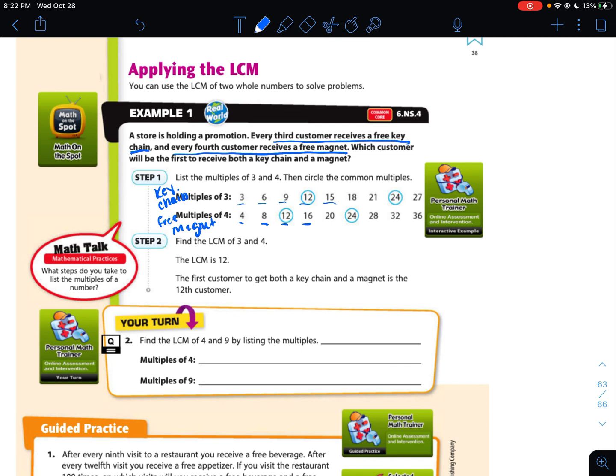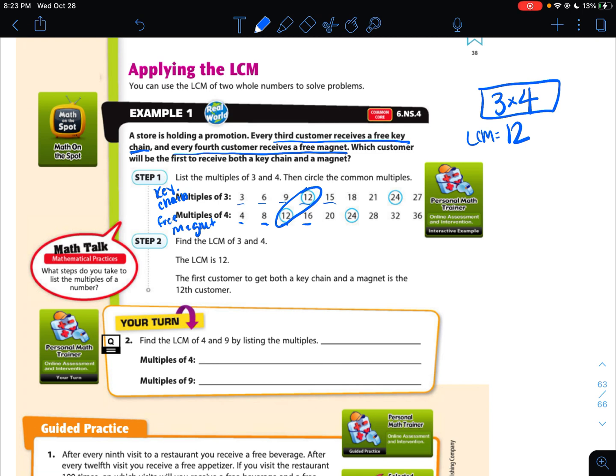But it's asking you which customer will be the first to receive both a keychain and a magnet. So that is where you're looking for the least common multiple. The smallest multiple that they have in common, which would be 12. So you could have done that using your cake as well. 3 and 4. You should have noticed that there were not any common factors that you could divide out. So that's when you would just multiply them to get your least common multiple of 12.